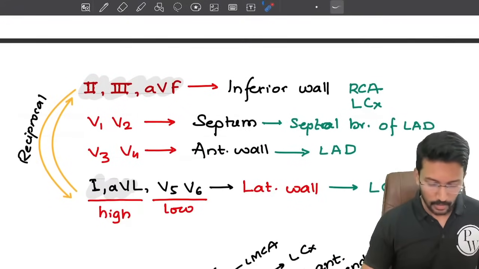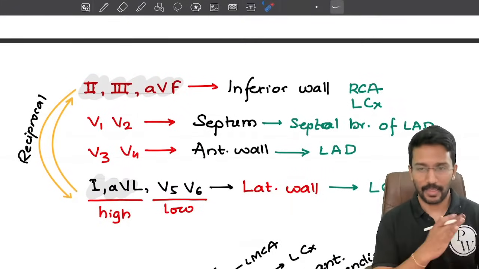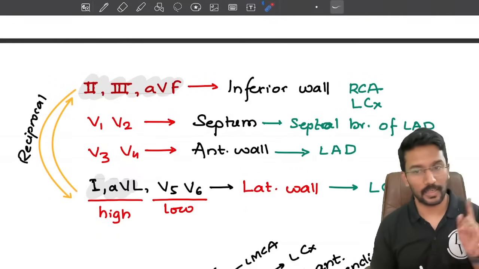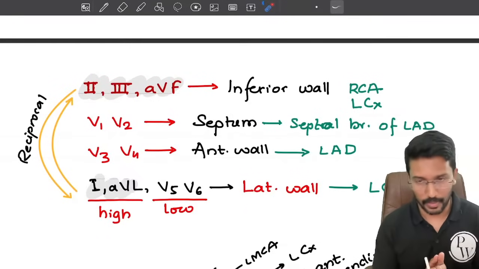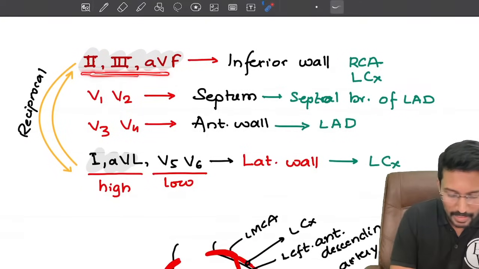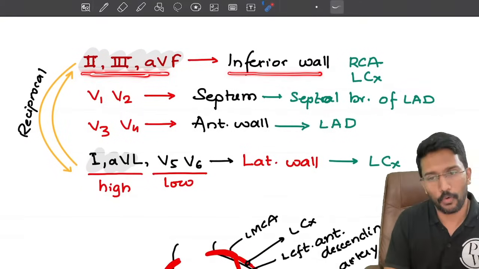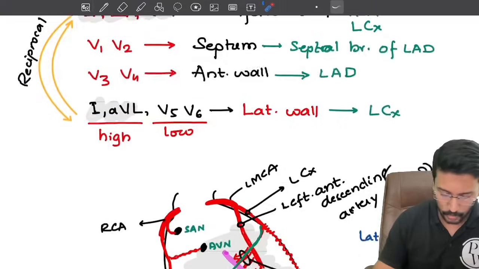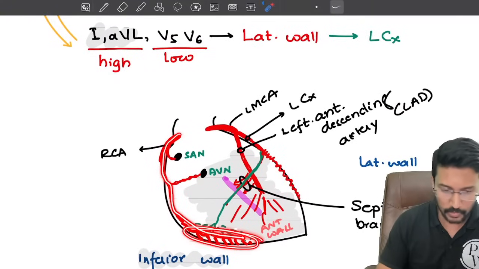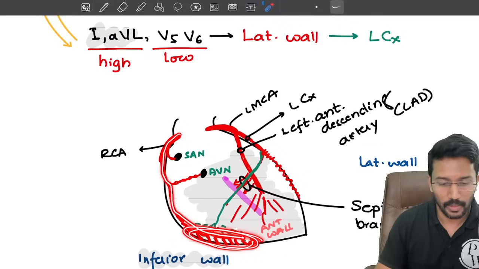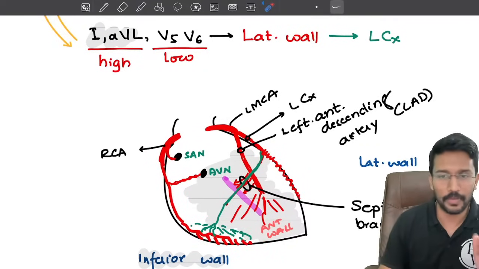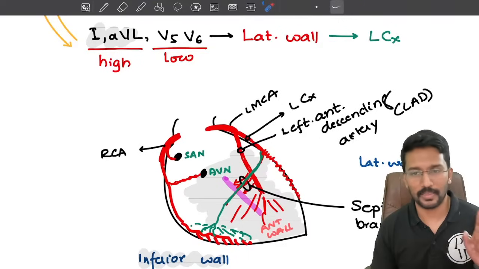Okay. Now you have to recognize a case of MI on the ECG. You have to recognize which wall is affected and which culprit blood vessel is going to be affected. Okay. So now remember, in the ECG, leads 2, 3, AVF represent the inferior wall, and the most important blood supply to the inferior wall comes from the right coronary artery. 80% of the blood to the inferior wall comes from the right coronary artery. Whenever there is a question about the inferior wall, the most common supply is the right coronary artery.